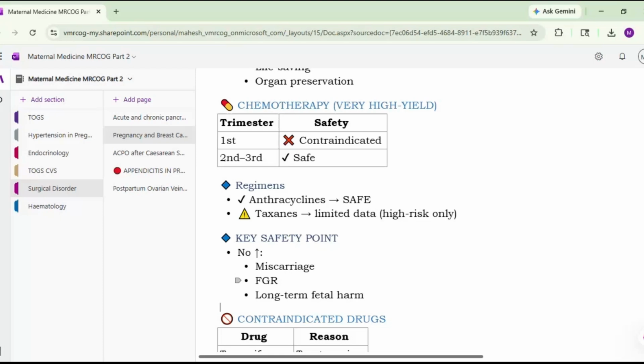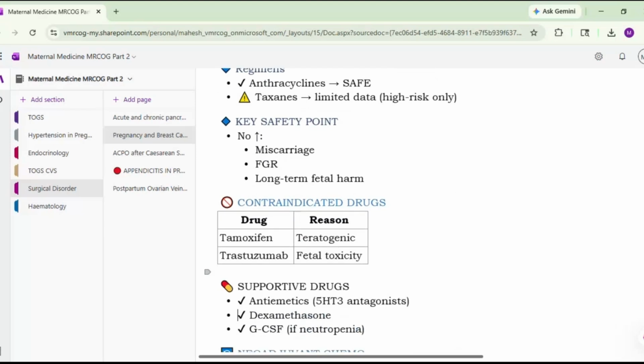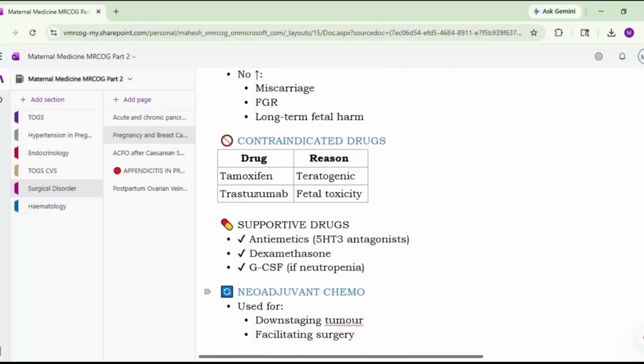Then what is the key safety point? There is no increase in the miscarriage rate, fetal growth retardation, and long-term fetal harm with this. Okay, which drugs are contraindicated? Tamoxifen is contraindicated, trastuzumab is contraindicated because that leads to fetal toxicity, while tamoxifen is a teratogen.